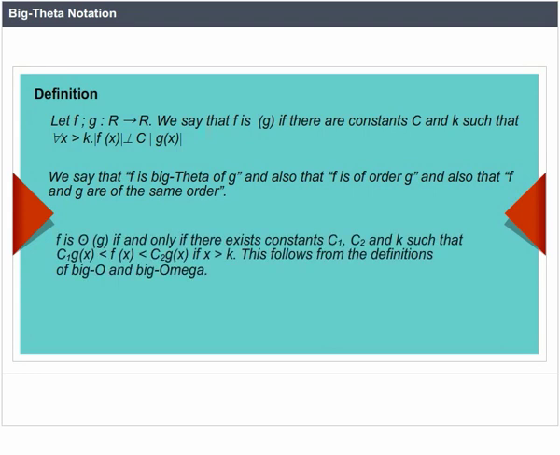f is Θ(g) if and only if there exist constants C1, C2 and k such that C1·g(x) < f(x) < C2·g(x) if x > k. This follows from the definitions of big O and big omega.